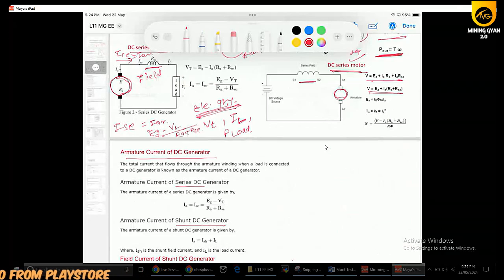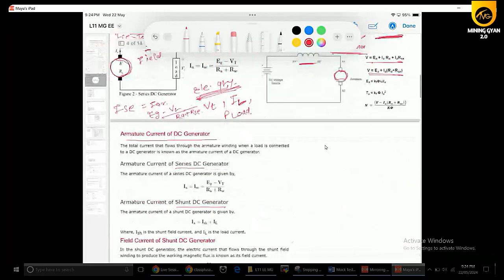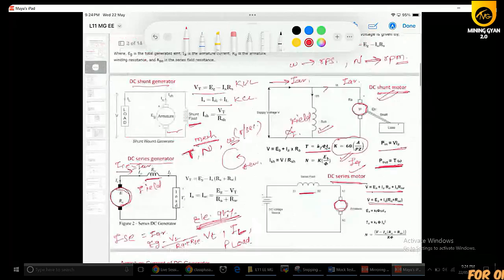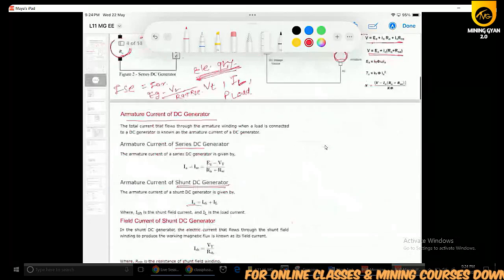That is the current. But in case of the shunt generator, how to calculate IA? Here, this is the total current. IA equals ISH plus IL. And how to calculate ISH?